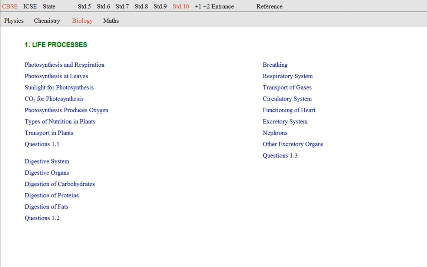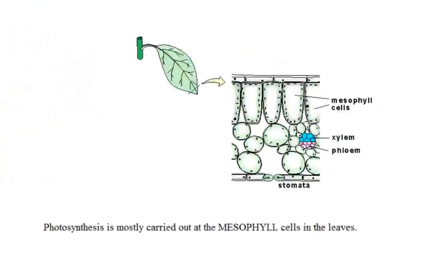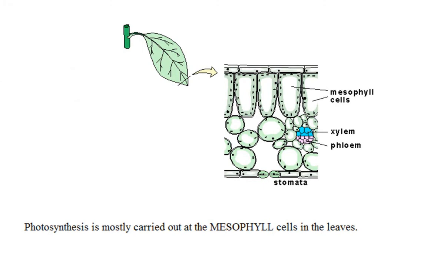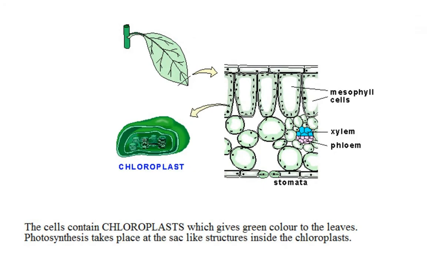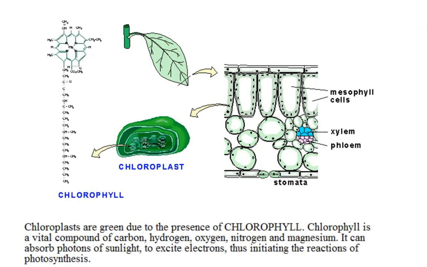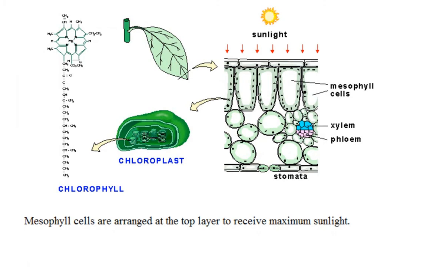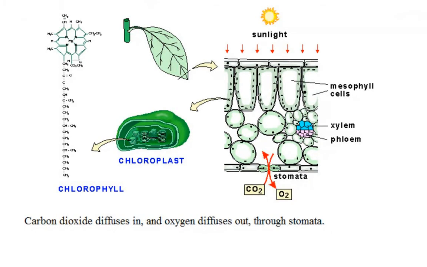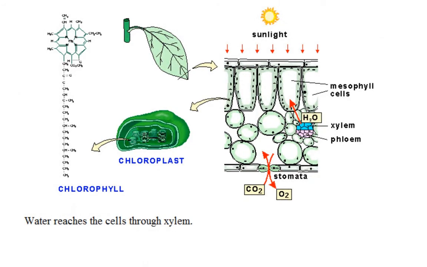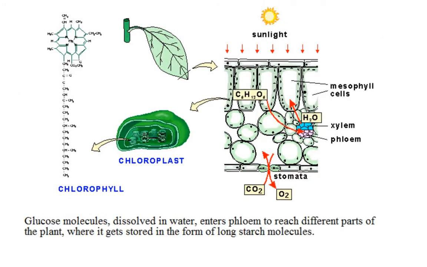Let's see photosynthesis at leaves. Photosynthesis is mostly done at mesophyll cells. These cells contain chloroplast. Chloroplasts contain chlorophyll molecules. They capture sunlight. Carbon dioxide comes in and oxygen goes out through stomata. Water reaches through xylem. Food is transported through phloem.